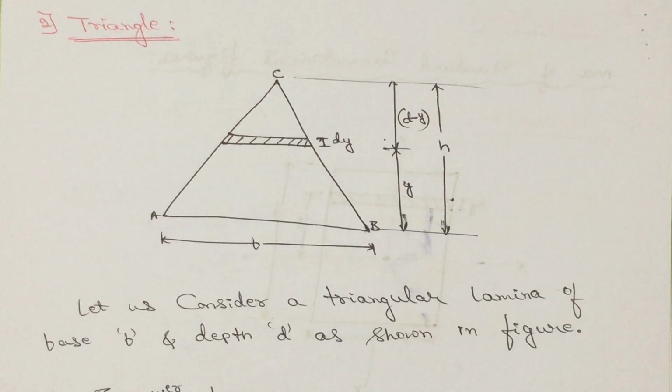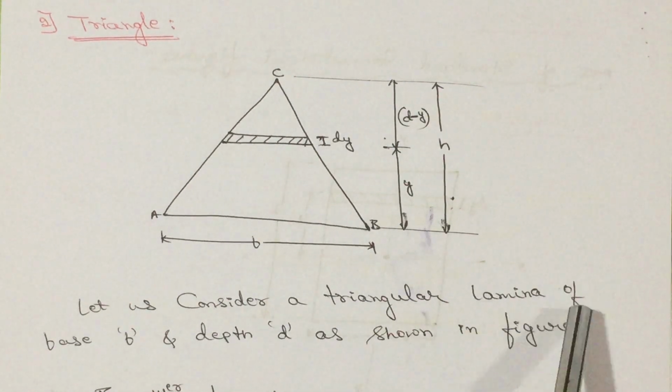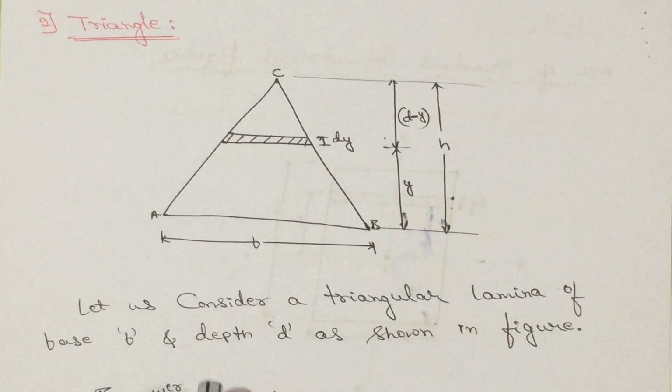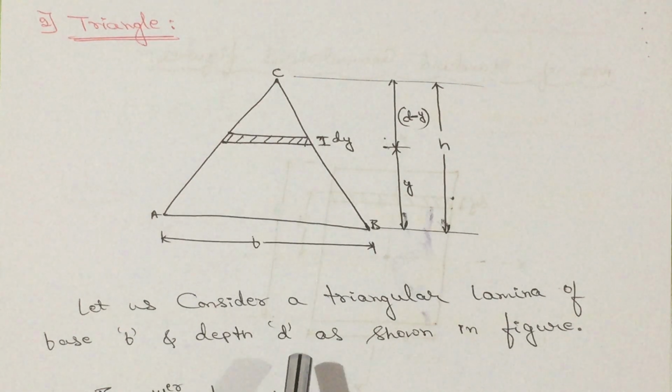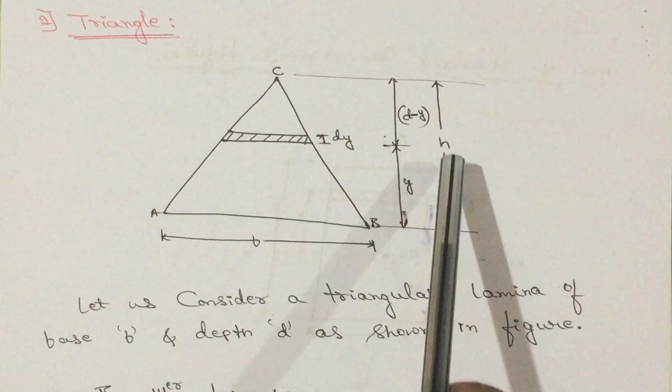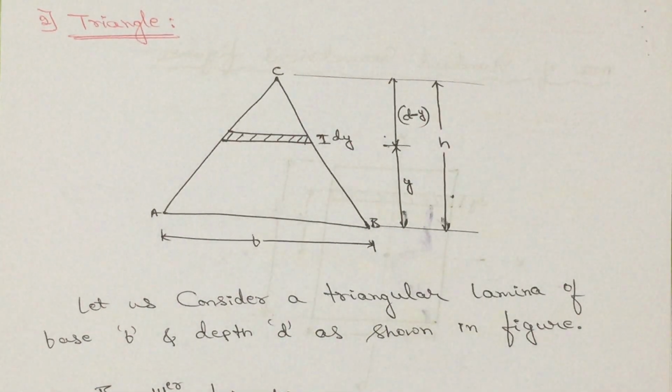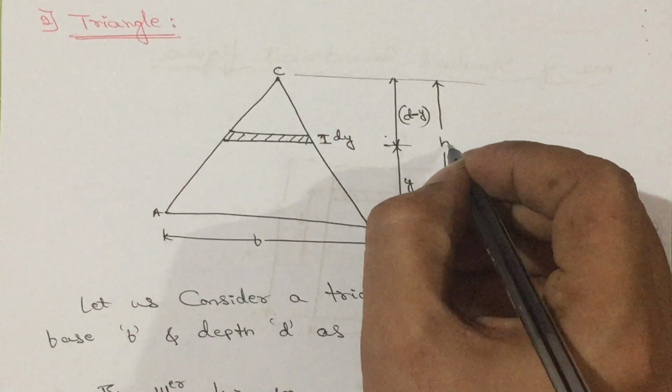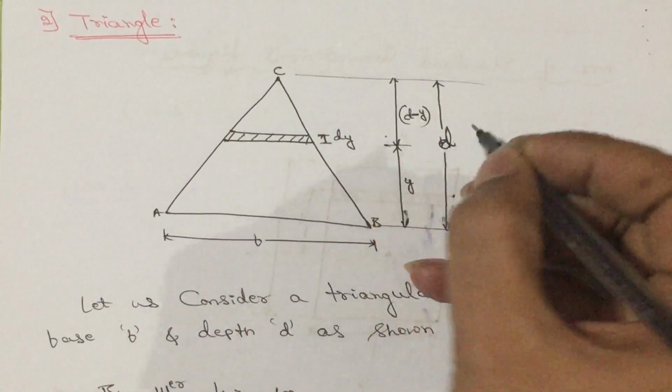Now, let us look into another case, that is the triangle. Let us consider a triangular lamina of base b and depth d or h as shown in the figure. Base is b and the depth or height is h or d, whatever it is. Let us take that one as d only.